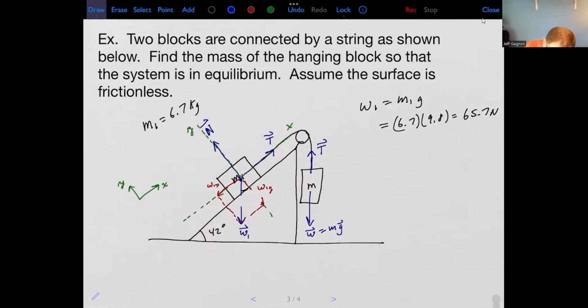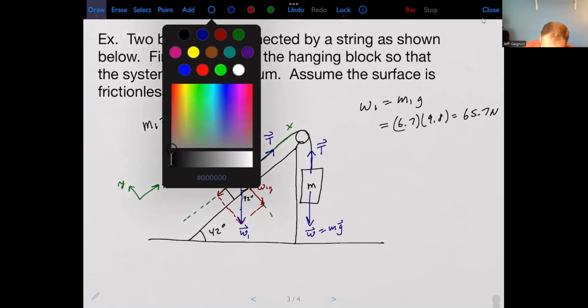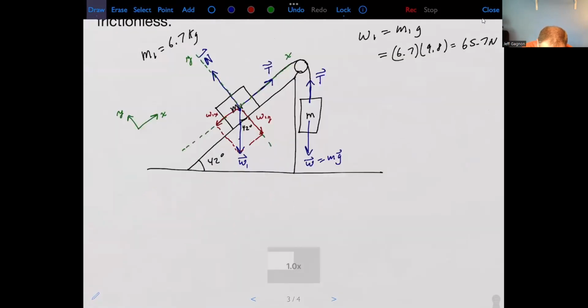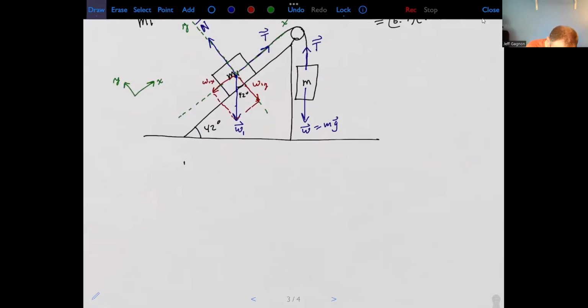All right, let me redraw this. Just erased too much. So this is 42 degrees, that angle. These angles are the same. Okay, so let me start by applying Newton's second law. And remember, we're in translational equilibrium, so the sum of the forces is going to equal 0. I'll start by looking at that first object, the M1 object. So I'm going to reorient my coordinate system so you can see this better.